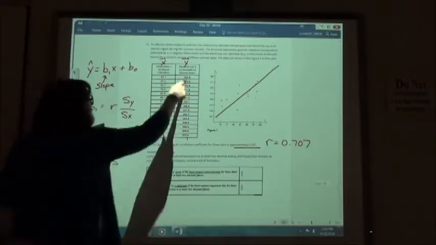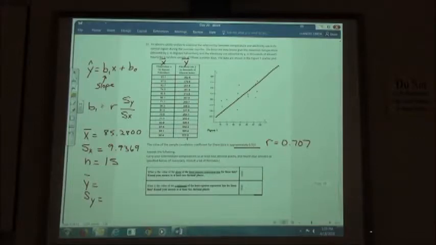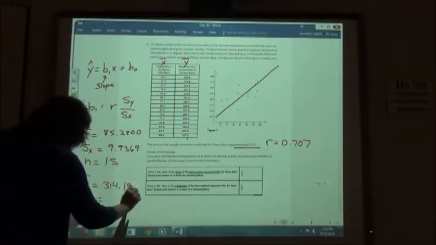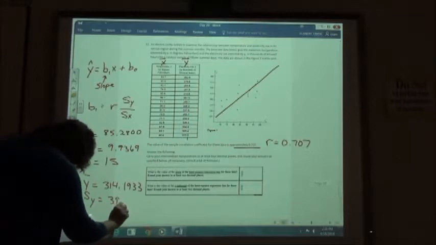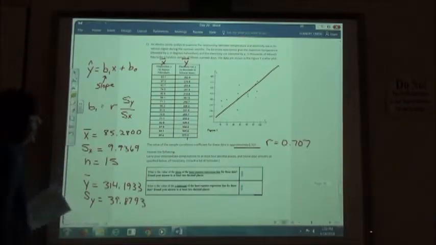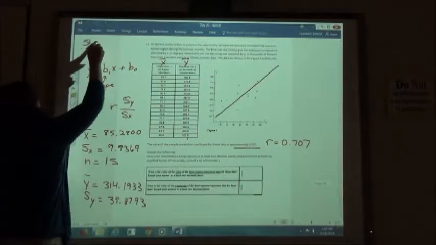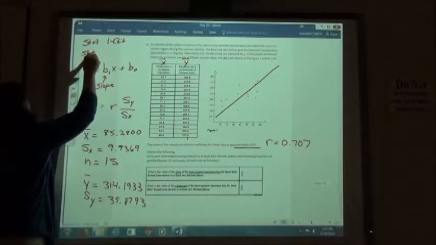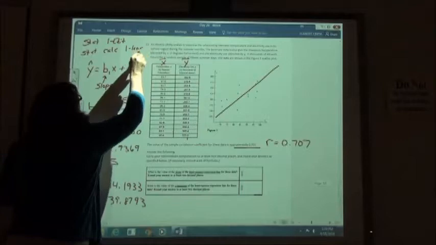Then I did my data in my second column, my Y column. I'm going to have a mean of 314.1933 and a standard deviation of 39.8793. So put those in your calculator in the stat function in your list. Calculate that out. Again, you do stat and 1 to edit to put your list in, and then stat, go to calc and 1 for the 1 variable statistics.